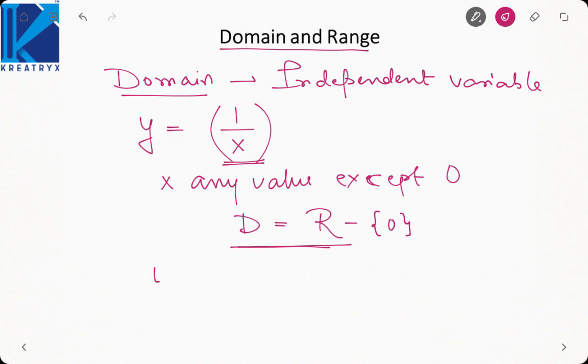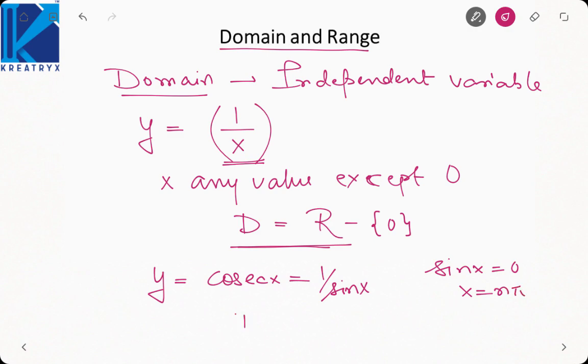Similarly, if we take y equal to cosec x, then it is actually equal to 1 by sin x. It will not be defined at the points where sin x goes to 0, that is whenever x equals n pi. In that case the domain will be the set of real numbers minus n pi, where n pi means pi, 2 pi, 3 pi, like that. So that is what is called the domain.